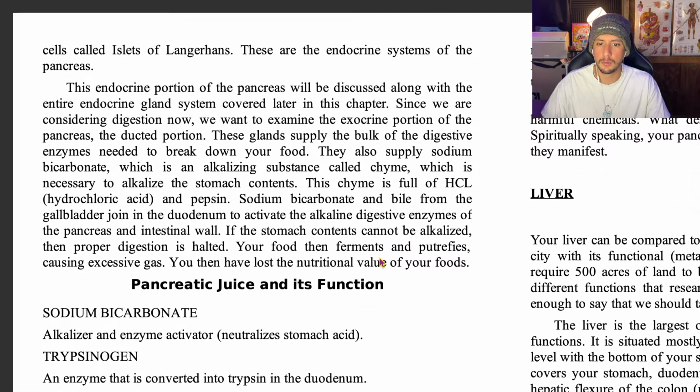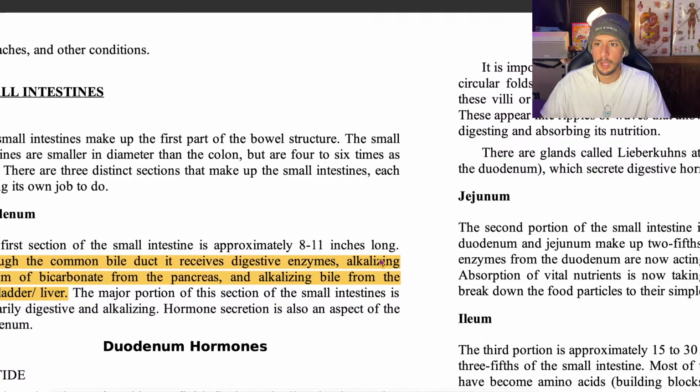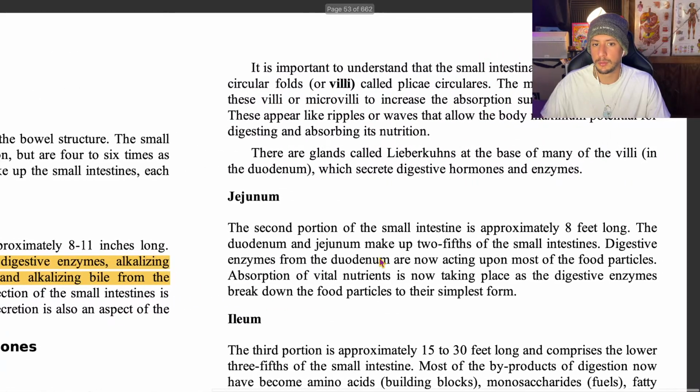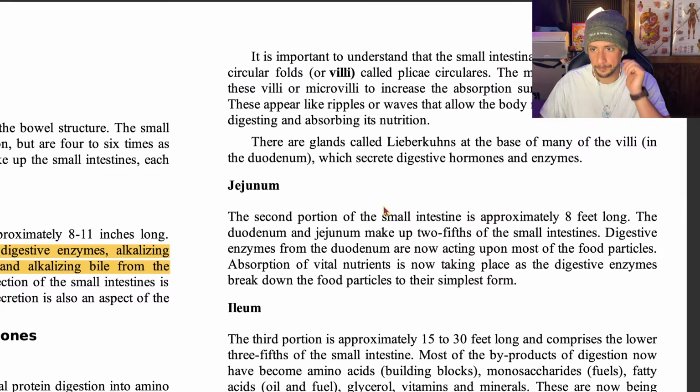Wait, this is pancreas. Where are we at? As we move to the second part of the small intestine. All right, so the small intestine walls are made up of circular folds, aka villi, and they're called plicae circulares. They're like hair, basically. Hair folds. The mucosa. No, actually, that's cilia, right? Yeah, the mucosa folds itself into these villi or microvilli to increase the absorption surface of the intestines.